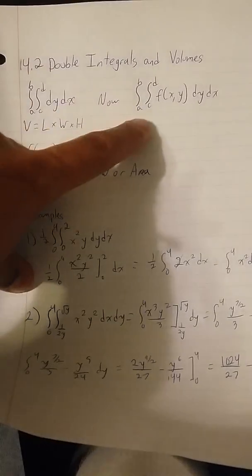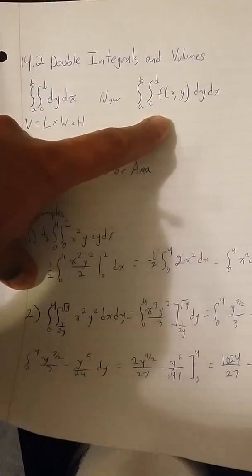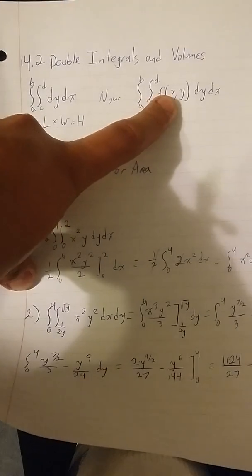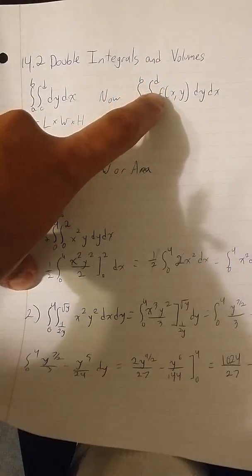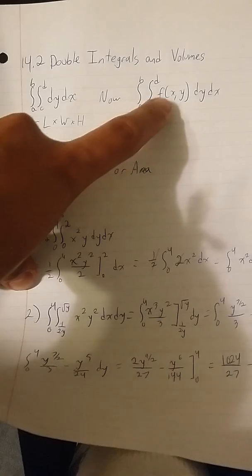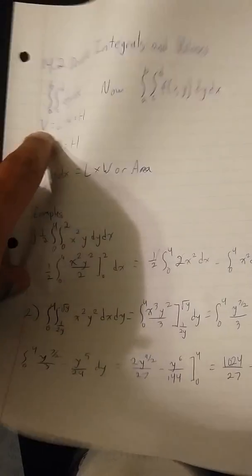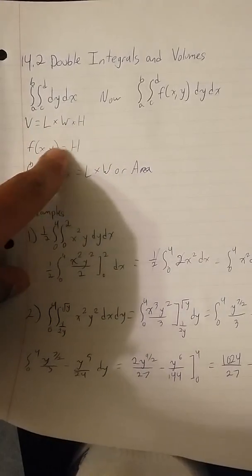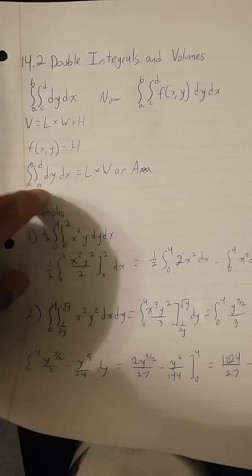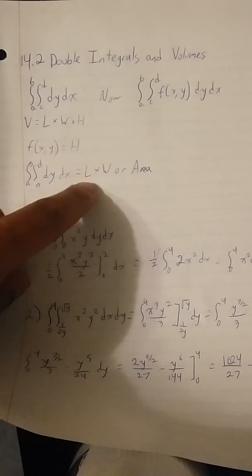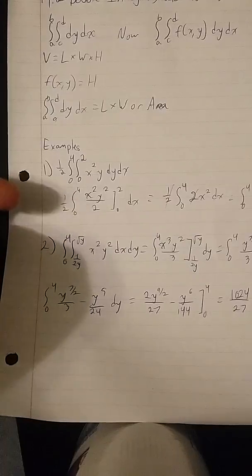Now we are adding a function in it of x and y, f of x, y, otherwise known as z. And this can also be considered the height. In terms of finding volume, in algebraic terms, it will be length times width times height, where this would be the height and this would be our area, or the length times the width. The z would be the height, and the double integration of dy dx would be the area, or L times W. It's pretty simple to grasp, and I can show you some examples.